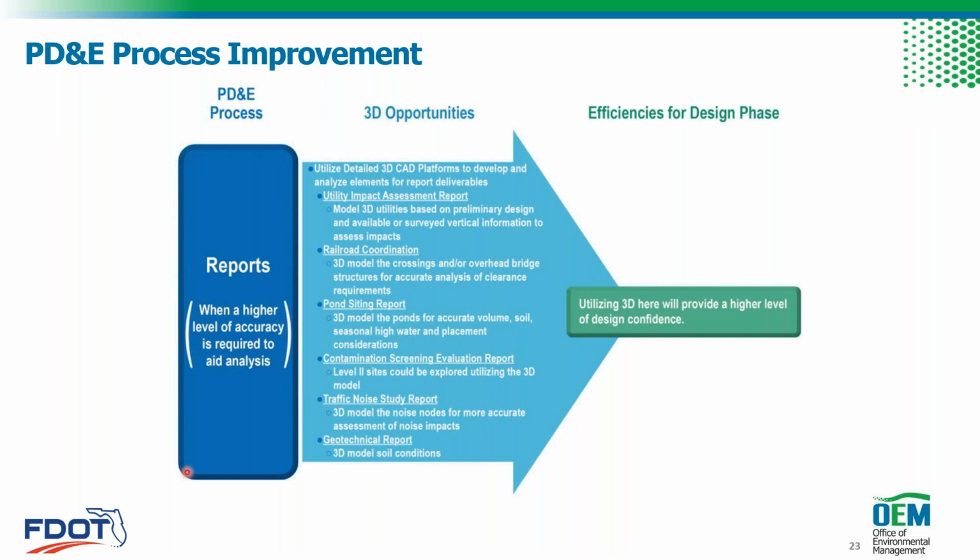Look at what we have in brackets when a higher level of accuracy is required to aid our analysis. So we can have more design confidence if that pond has really been designed, right? If we lay that pond out as it actually is, we can get true volumes. If we're talking about surface water elevations, seasonal high water, or compensation, all of that we're able to do more efficiently if we're utilizing a 3D model.